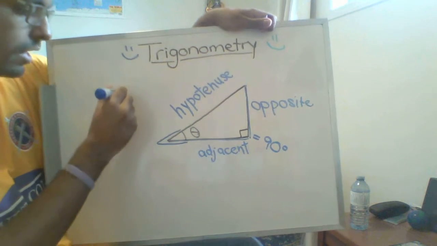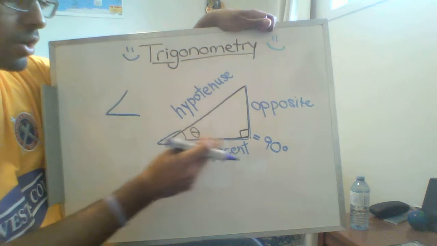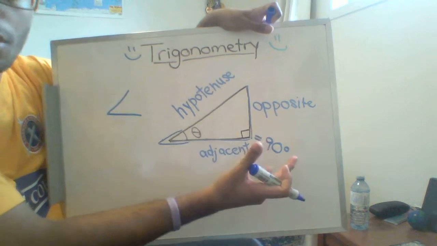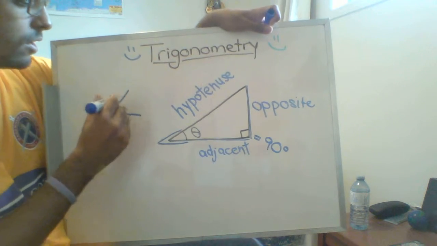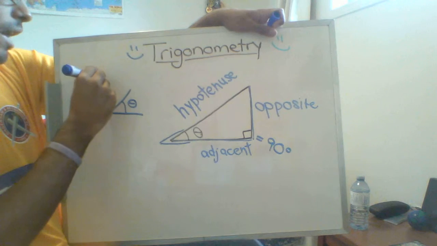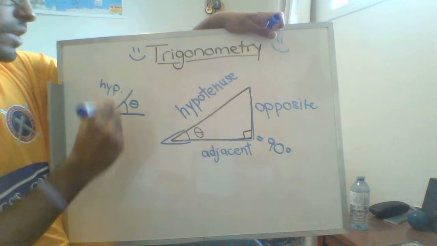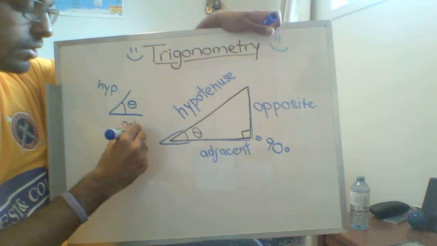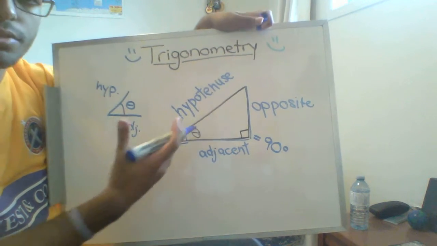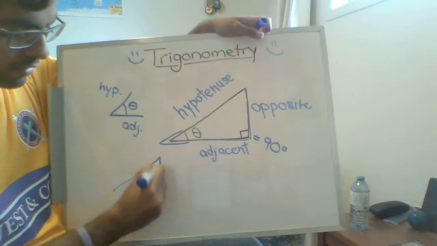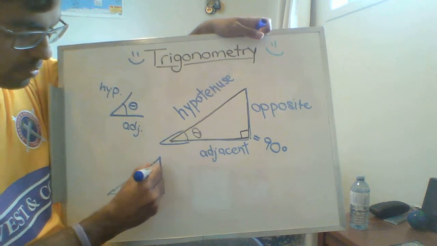We'll never use the right angle as our angle theta, that's not the one we'll ever be interested in, because we know its value is 90 degrees. So your angle theta is always going to be made up of two sides, one of which is going to be the hypotenuse, and the other one is always going to be the adjacent side, and then you just call the last side opposite.